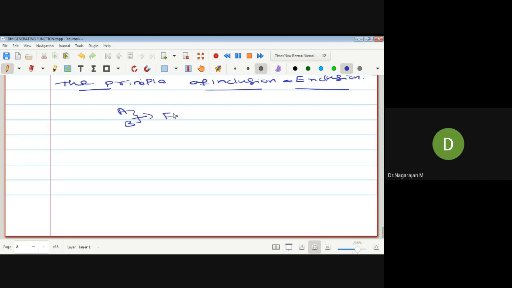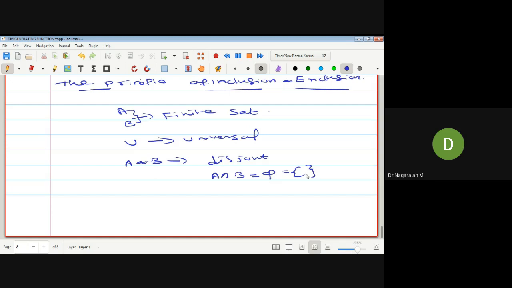Two finite sets. Then U is called a universal set. You know universal set. If A and B are disjoint, then what is the formula here? A intersection B equal to empty set. That means this is also another notation, empty set.